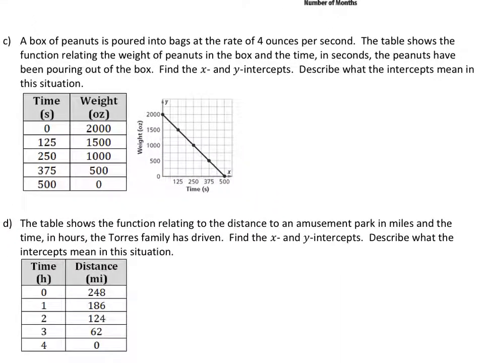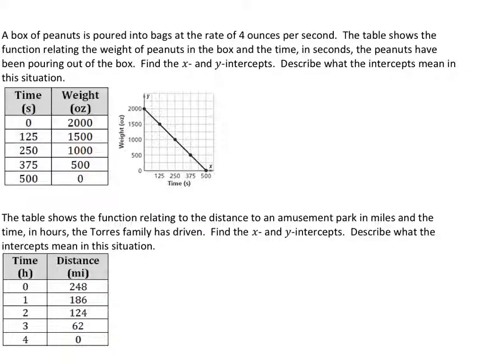Letter C. A box of peanuts is poured into bags at the rate of 4 ounces per second. The table shows the function relating the weight of peanuts in the box and the time in seconds the peanuts have been pouring out of the box. Find the x and y intercepts. Describe what the intercepts mean in the situation. So that's a big important piece, in the situation. So that means tell me in English, not in math. Tell me what is happening at those 2 points.